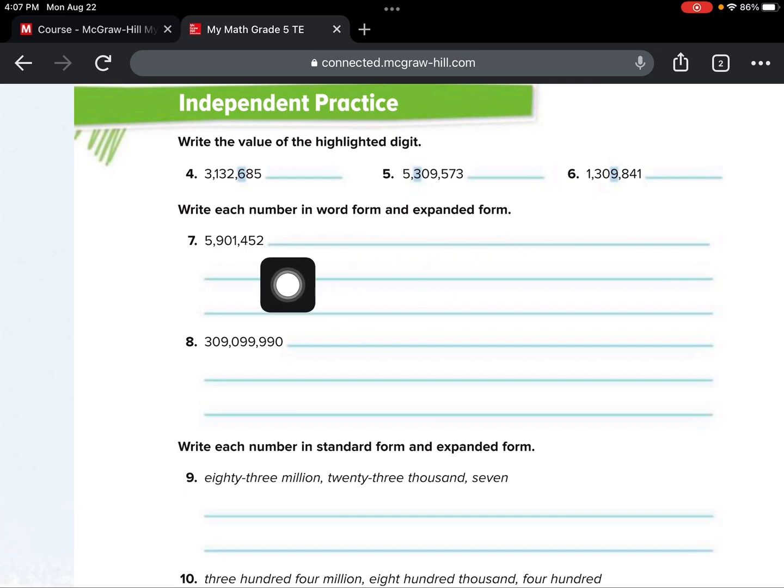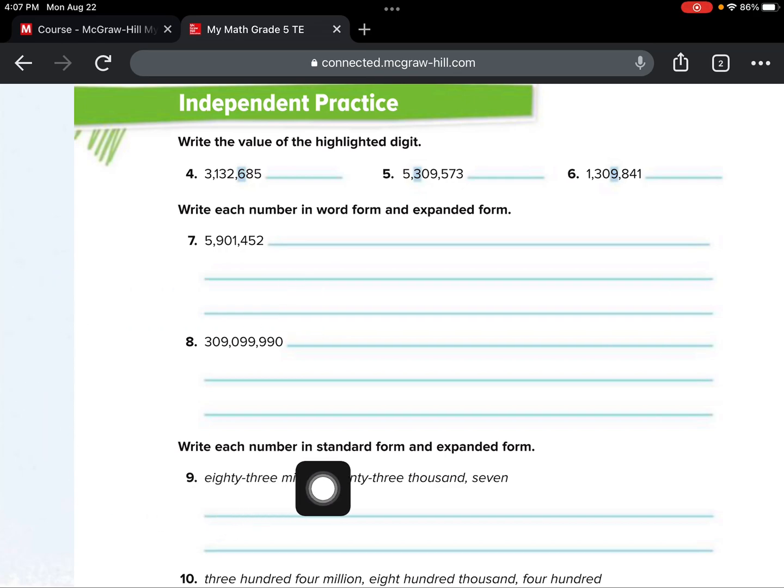And here's where it gets a little bit complicated, and this is why I will show you the answers in a minute. Please understand with this math book, they usually ask you more than one question and one task during a paragraph. So this says write each number in word form and expanded form. So this is 5,901,452. And we'll show you how to write that in just a minute.